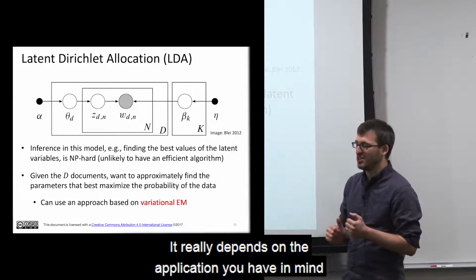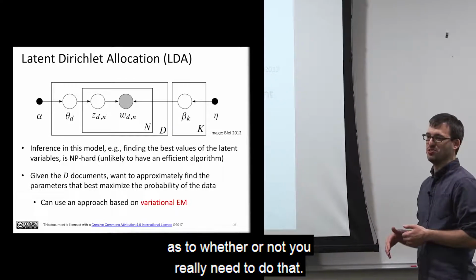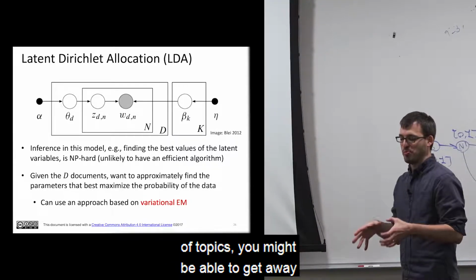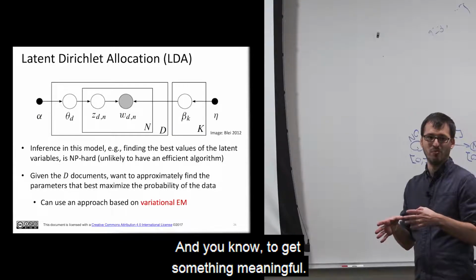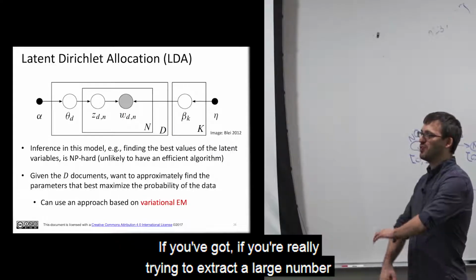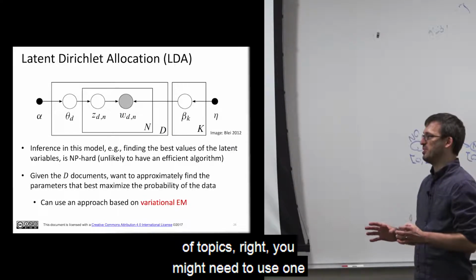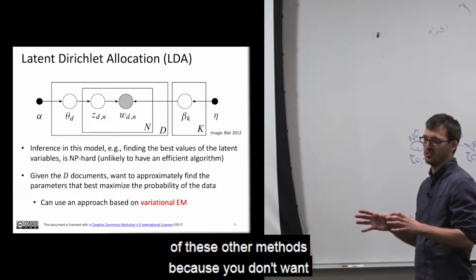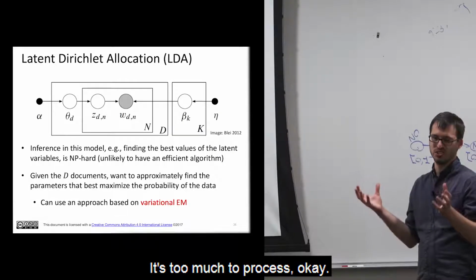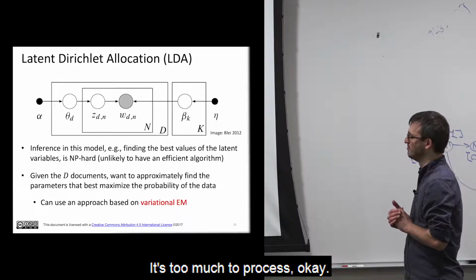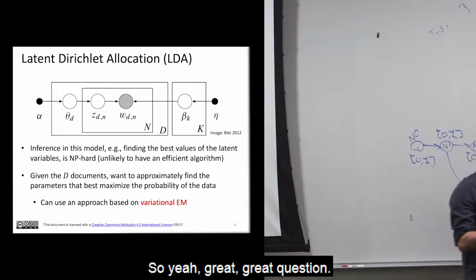It really depends on the application you have in mind as to whether or not you really need to do that. If you're really trying to extract a small number of topics, you might be able to get away with just sort of inspection to get something meaningful. If you're trying to extract a large number of topics, you might need to use one of these other methods, because you don't want to hand look at 40, 100 topics. It's too much to process. Okay. But yeah, great question.